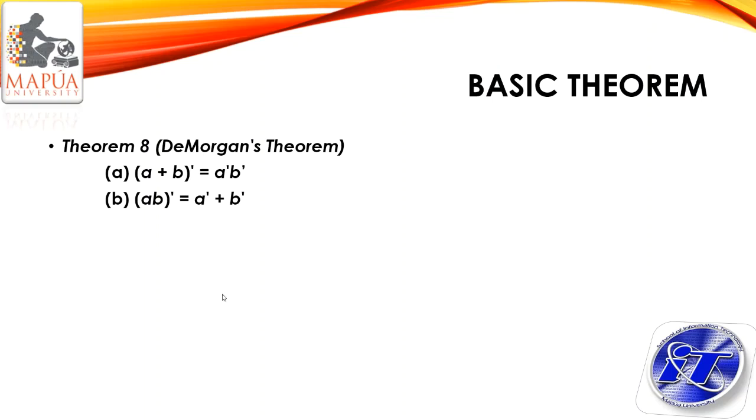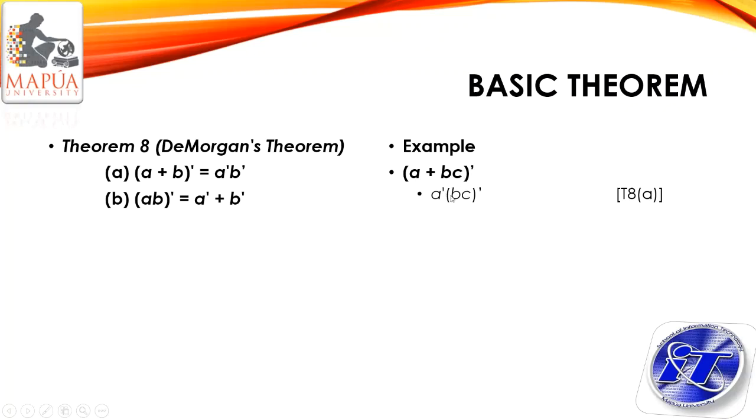So for example, NOT of (A + BC). We want to separate the negation between these terms, A and BC. Using form A, we have A' and it becomes (BC)'. So again, copy A, copy BC, change OR to AND, and then separate the negation.